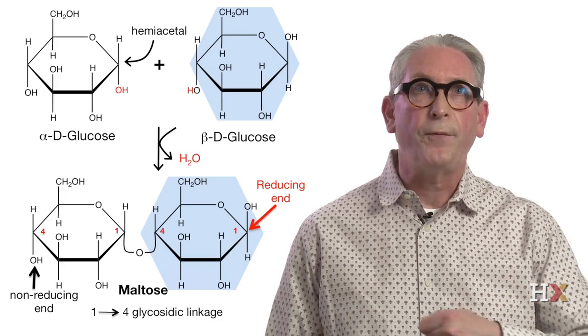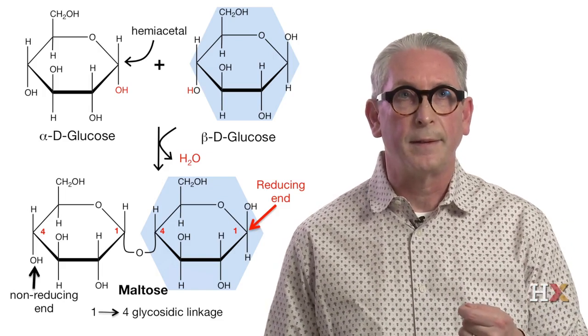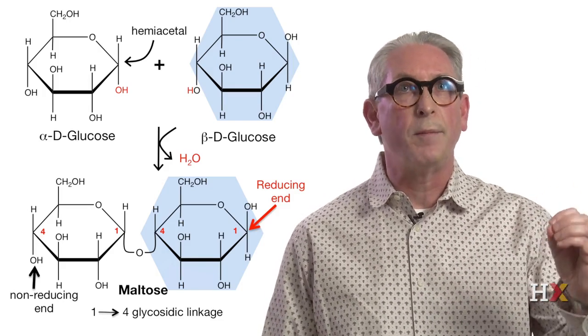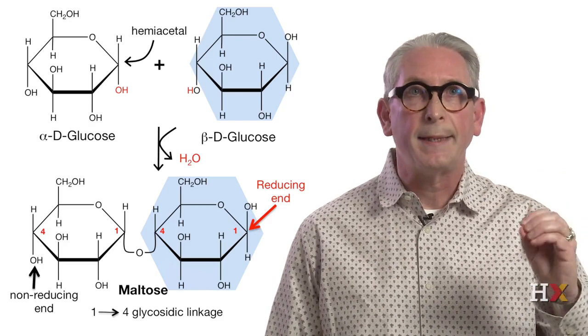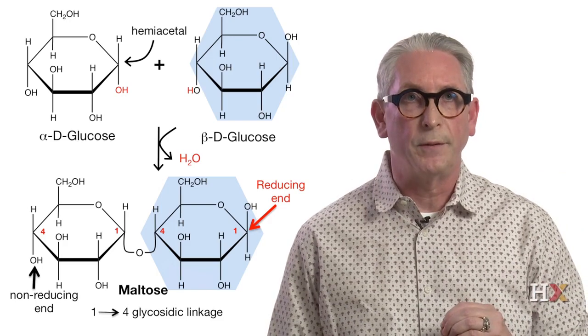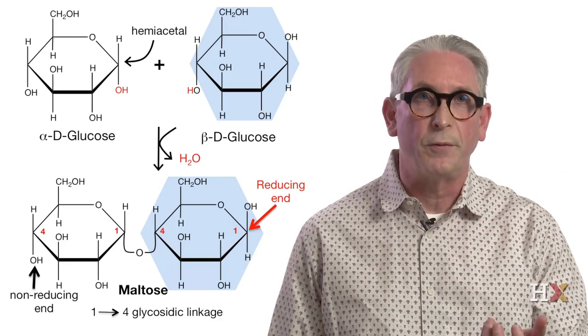So now we can form a large number of disaccharides by having a reaction between the anomeric carbon of one sugar and any carbon carried by another sugar molecule, as long as this carbon carries a hydroxyl group.